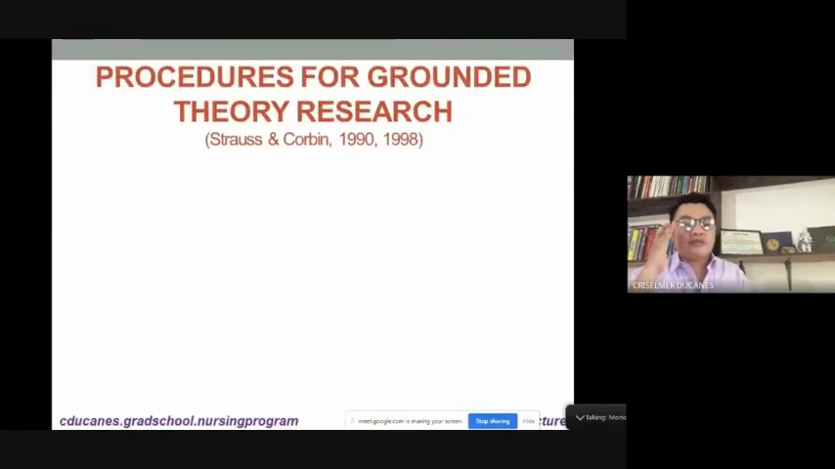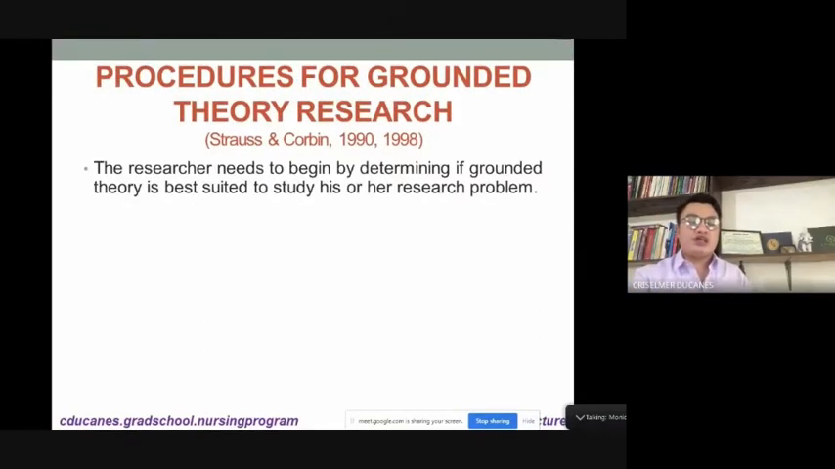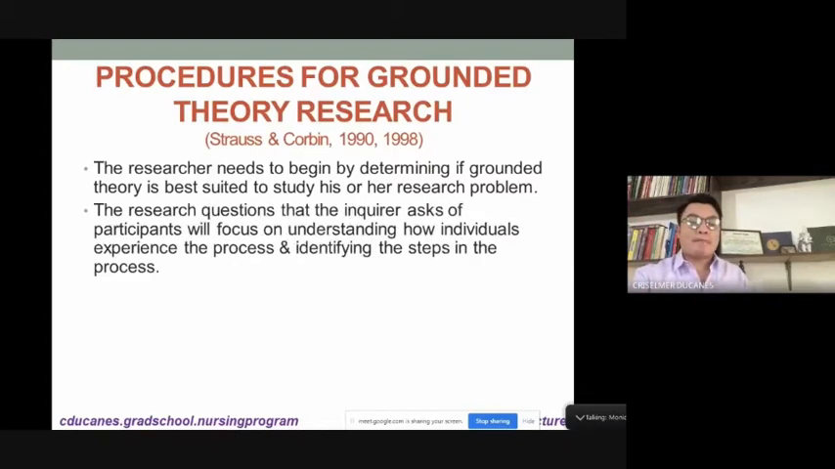So here is the procedure for grounded theory research. So first, you have to determine, okay, if the grounded theory methodology is best suited to your study or to your research problem. Of course, if you want to generate a theory, then you would go into grounded theory. Then the research questions that the inquirer asks of the participants will focus on understanding how individuals experience the process and identifying the steps in the process. So you would know ano ang proseso, you would know how individuals experience the process.